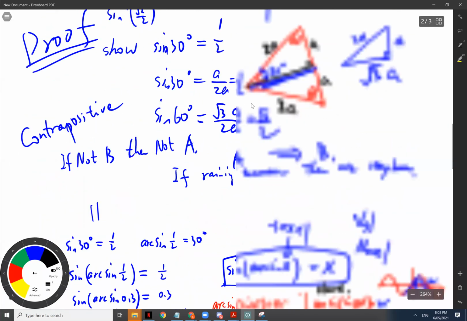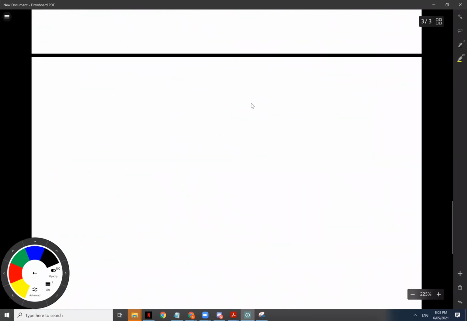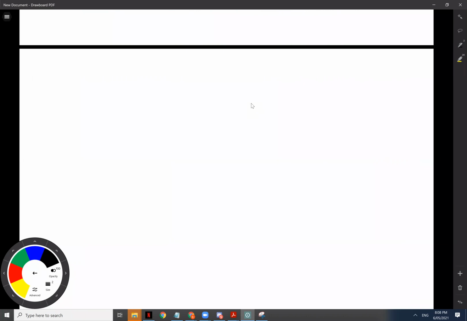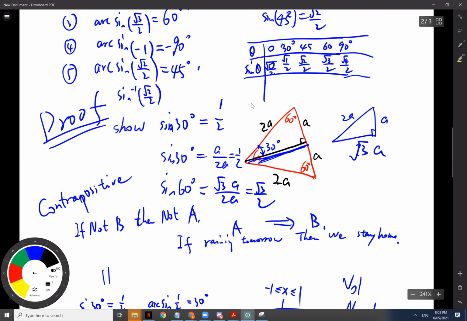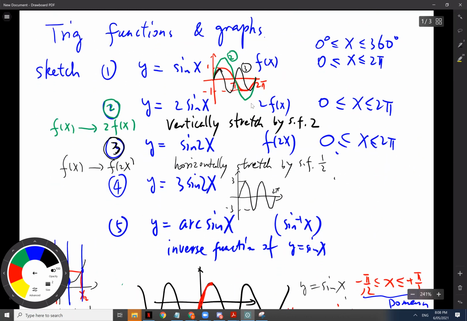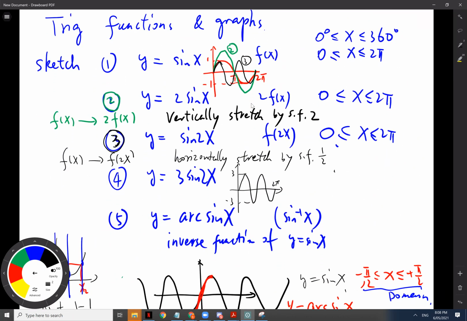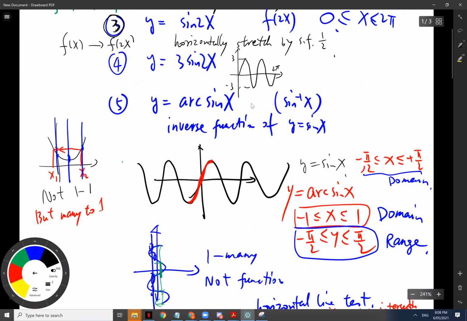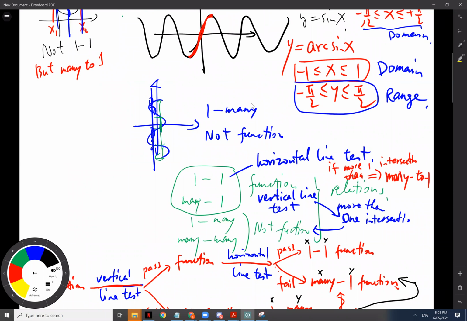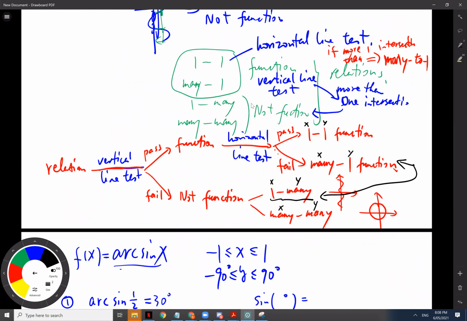Because we do a lot of sine, cos should be similar later. So far, check what we did. We did the sine graph, stretch, horizontally, vertically, and the sine inverse function. Some idea. This is the general idea about function.